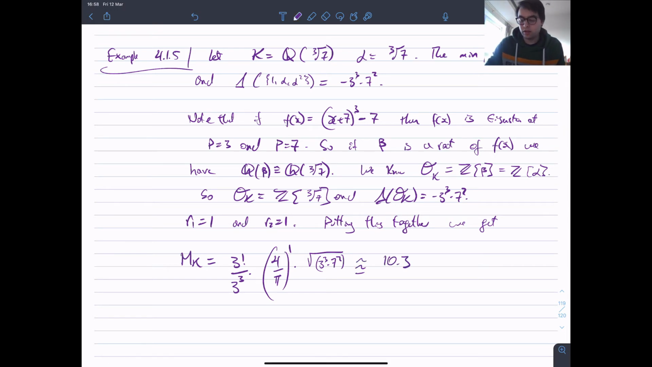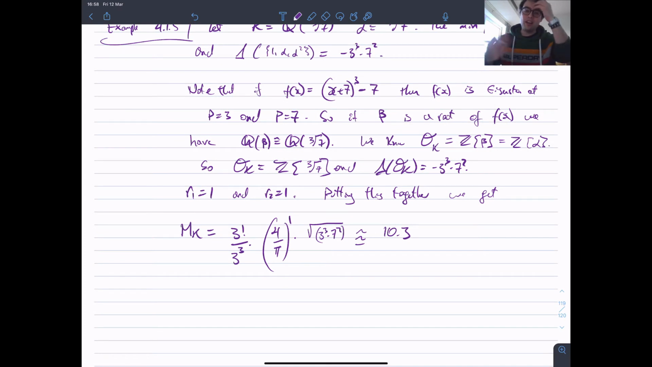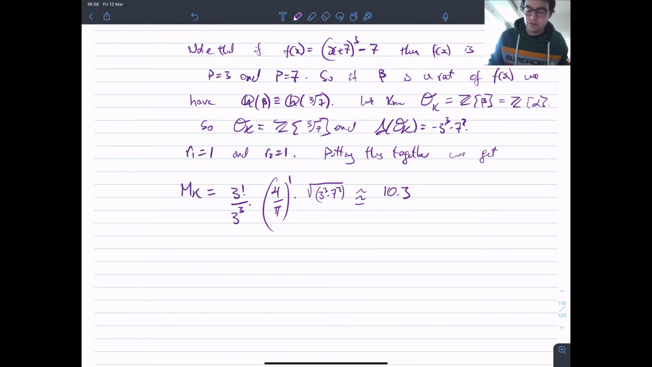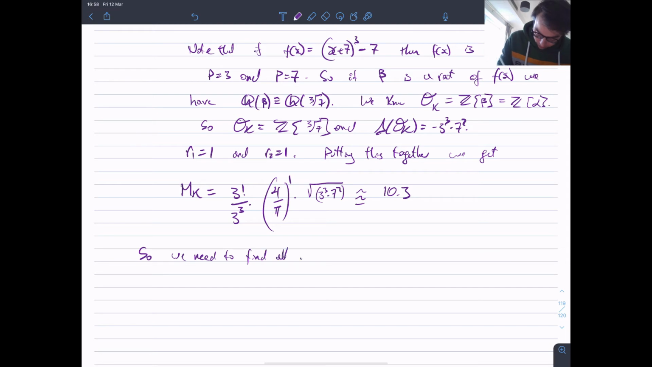This is one of the reasons why in live exams people are allowed calculators, so they can calculate the Minkowski bound. Or sometimes you just get given the Minkowski bound. Okay, so in this case we need to find all ideals of norm up to 10.